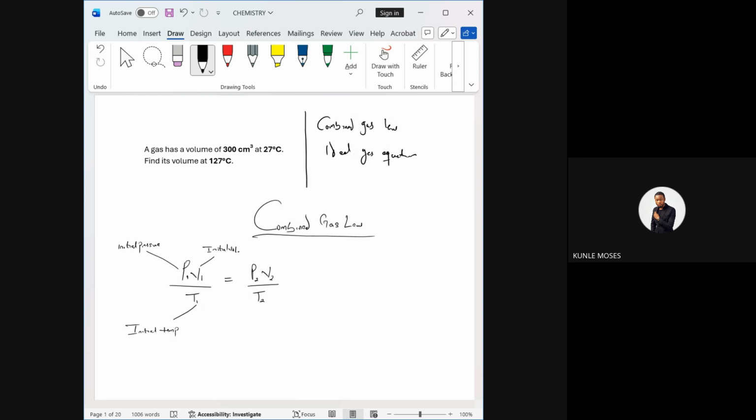So everything in this first formula talks about initial, right? Initial pressure, initial volume, initial temperature. And the P2 talks about the final pressure, the V2 talks about the final volume, while the T2 here talks about the final temperature.